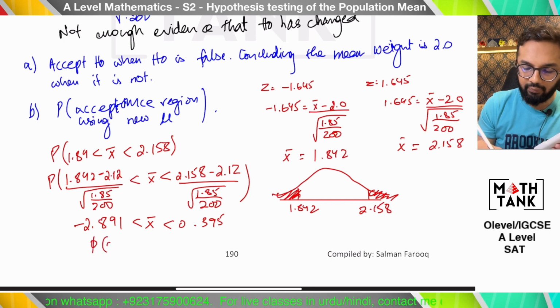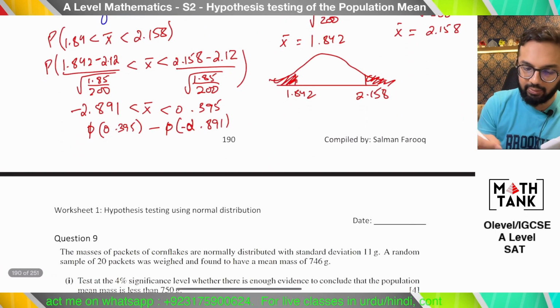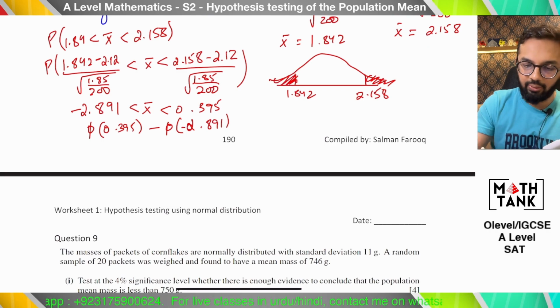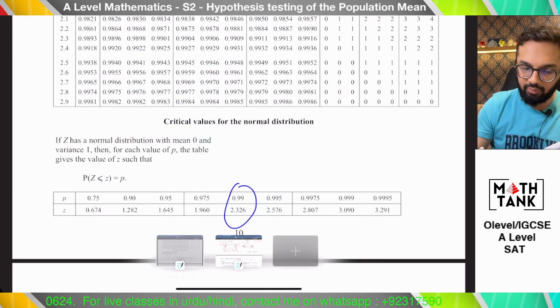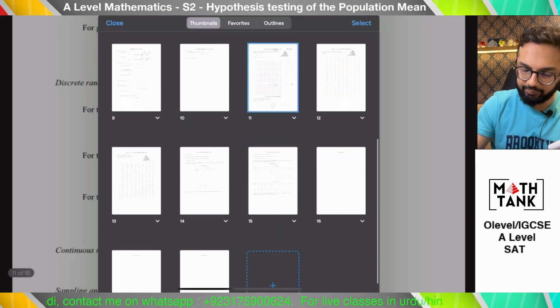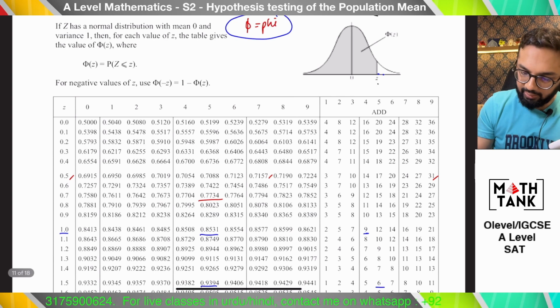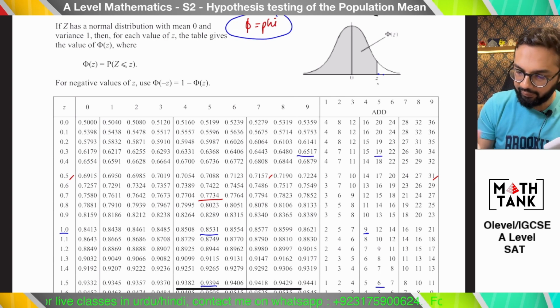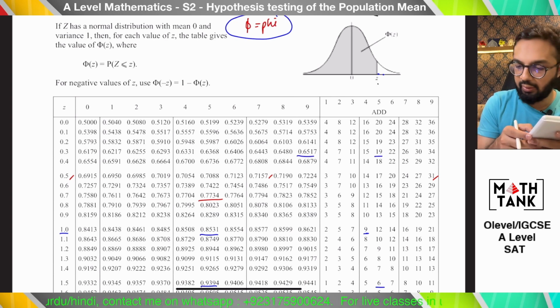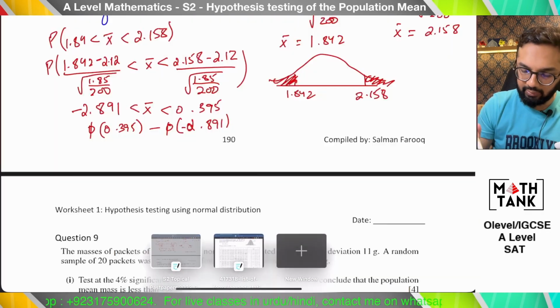0.395. The other value is 0.395 minus minus 2.891. I seem to be running out of space here. 0.395. Let's quickly go on to our sheet. 0.395, 0.6536.